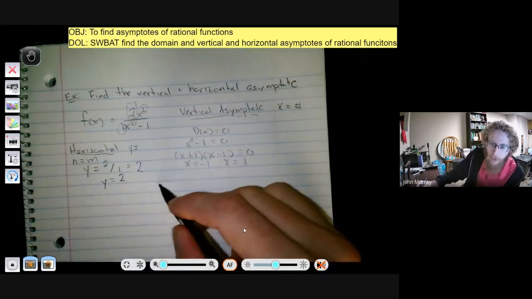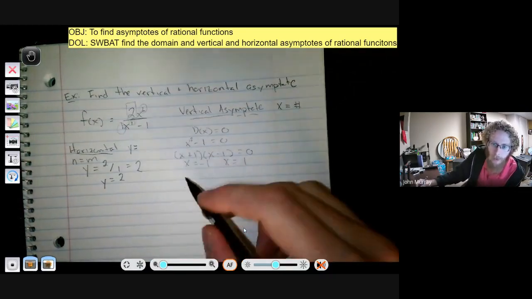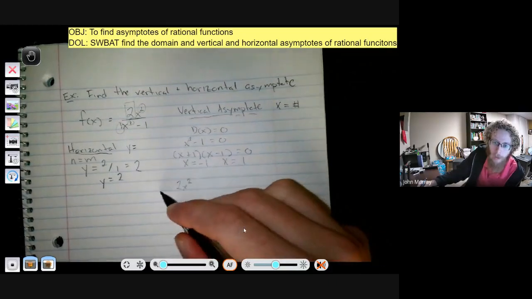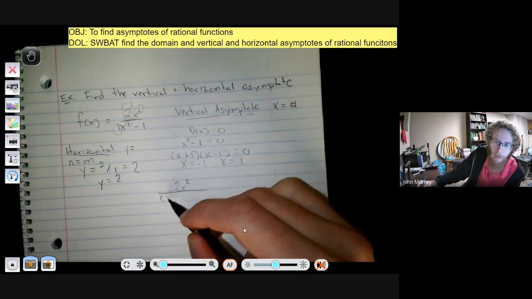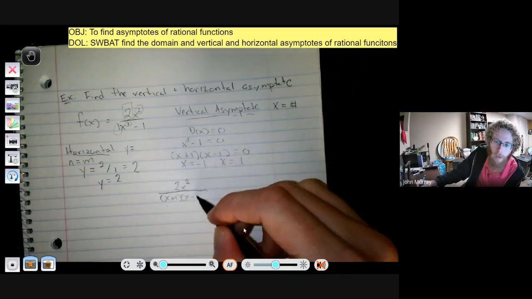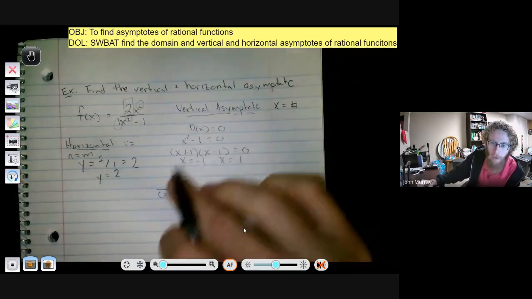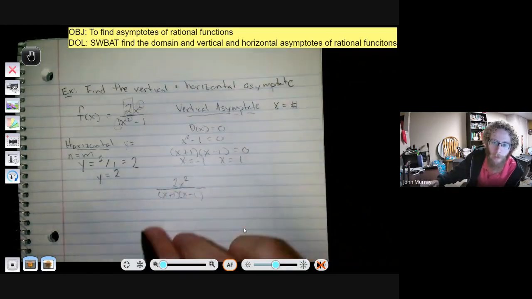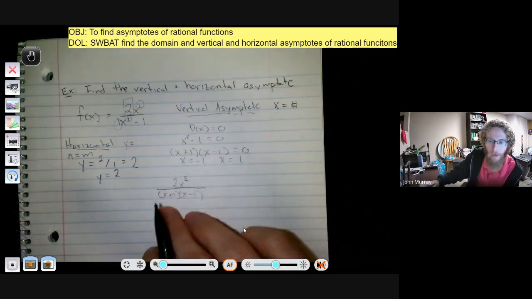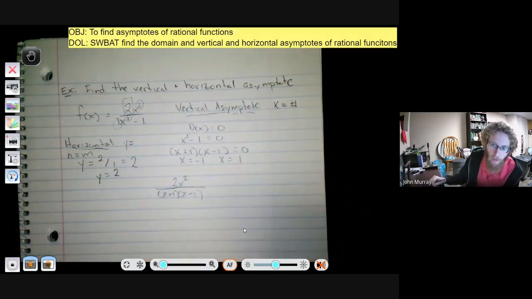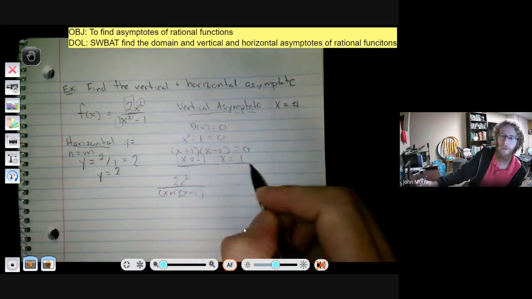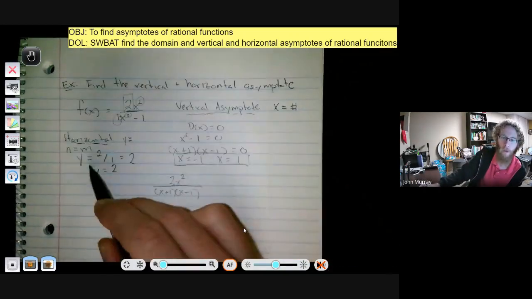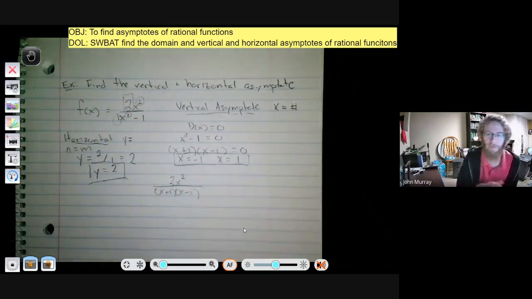So what we can do real quick is rewrite this. The top is going to stay 2x squared. I can't do anything to that. The bottom is going to be x plus 1, x minus 1. And what we want to do is check to make sure that there are no common factors. In this case, there's nothing up here that we can cross out with anything down there. Okay, so we got our 2 vertical asymptotes and our 1 horizontal. All right, so let me graph this and we'll take a look.